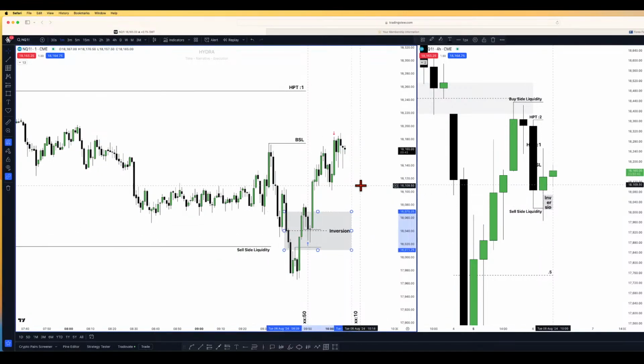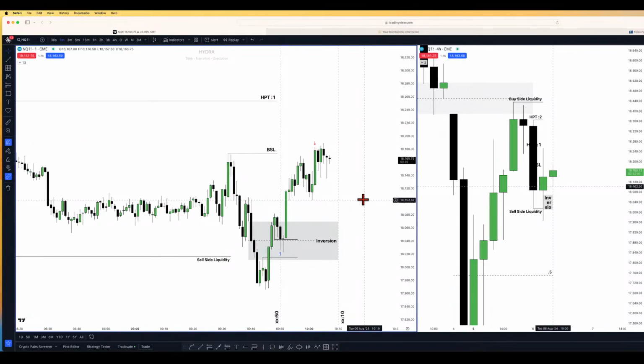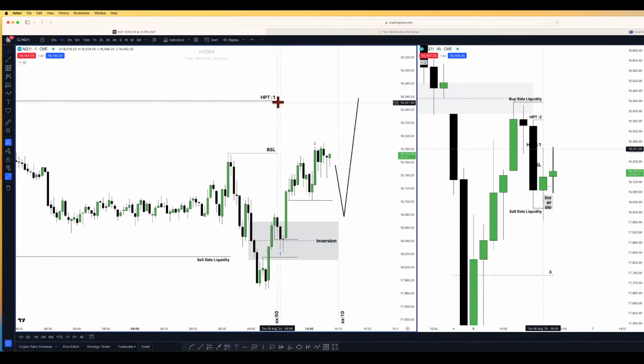Right? So that's something the beginners, the newcomers, should focus on. I still see another long from here because that's a relative equal low. So this can happen. Still haven't traded to our high probability target at 18,253.